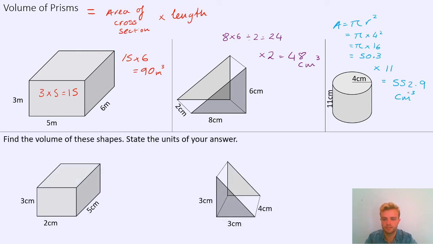So here are 2 to have a go at. None as complicated as the cylinder, but just remember you've got to find the area of the cross-section so you can multiply it by the length. If you want, you can pause the video and have a go at those, or you just leave it playing and I'm going to talk through the answers.